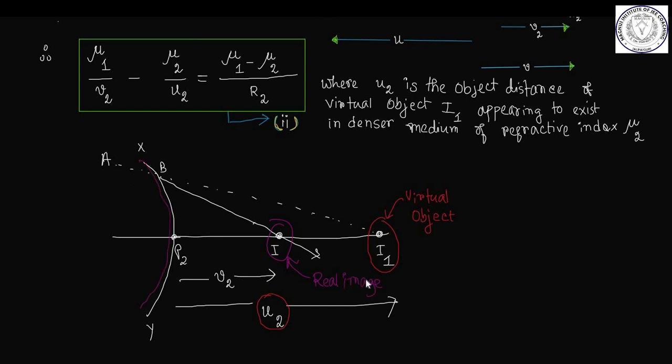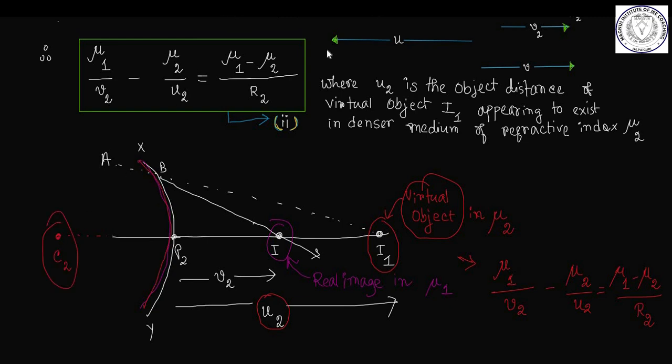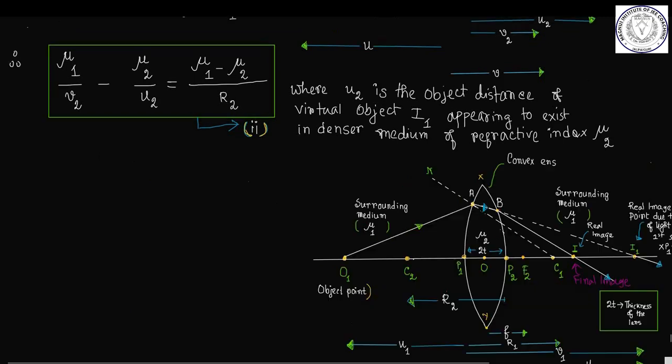I is the final real image which is at a distance v2 from the second refracting surface, and in this case the real image exists in the medium of refractive index mu1, and the virtual object exists in a medium of refractive index mu2. That's why we write mu1 by v2 minus mu2 by u2 equals (mu1 minus mu2) divided by r2, where r2 is the radius of curvature of the second refracting surface XP2Y. C2 is the center of curvature of the second refracting surface, and r2 is the radius of curvature of the second refracting surface of the convex lens.